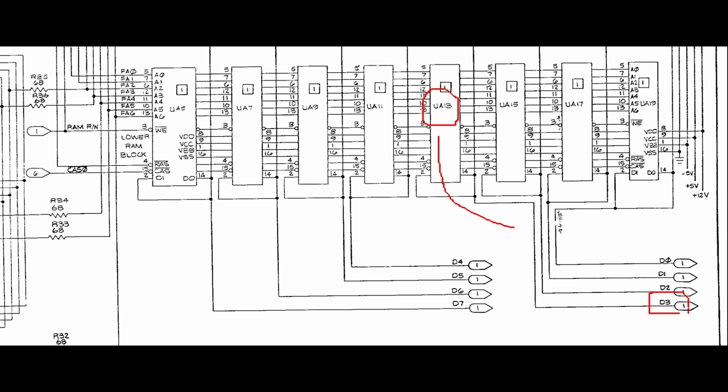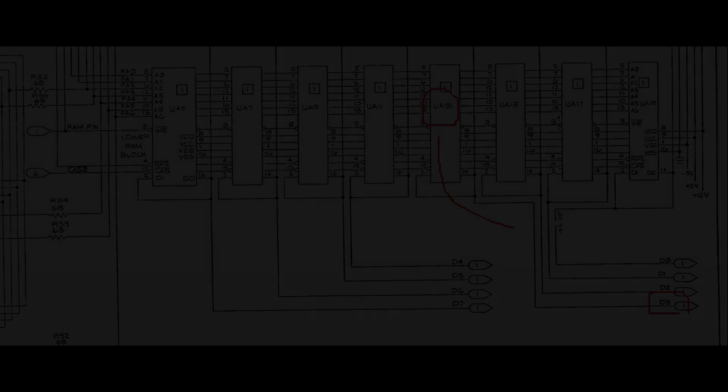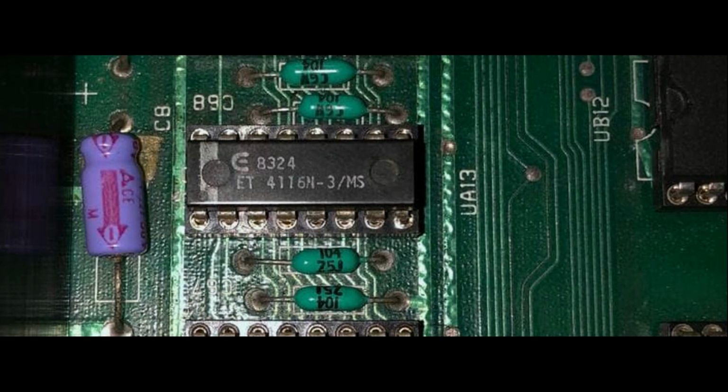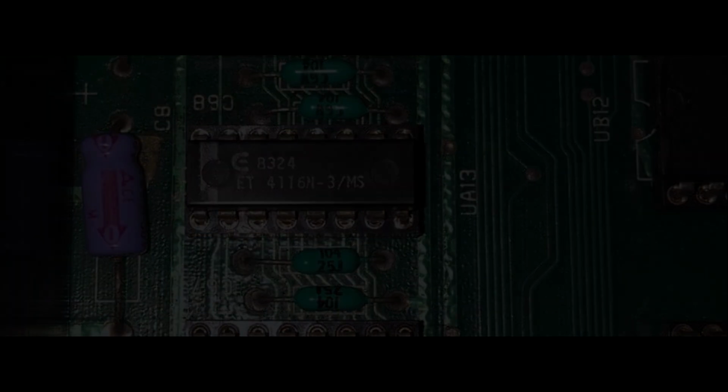Of course, on a situation like this, where some broken traces were already found, it's important to check that UA13 is getting all needed signals before deciding to pull it. Since I found no issues on all traces going to UA13, the old RAM IC has been pulled and substituted with a new one.